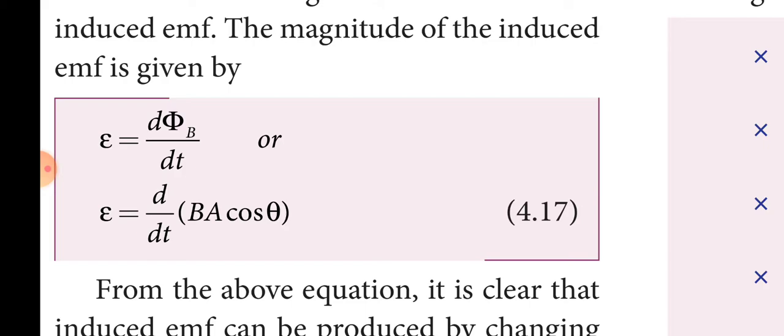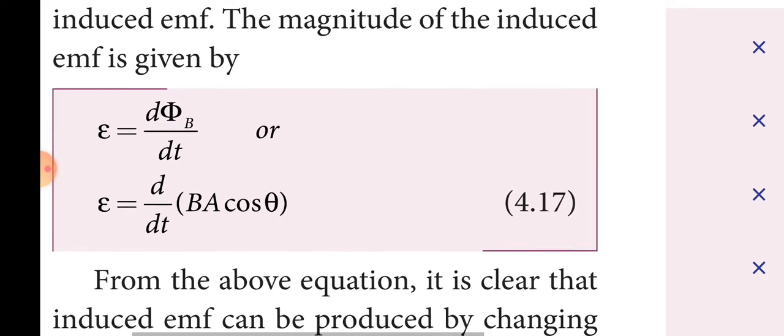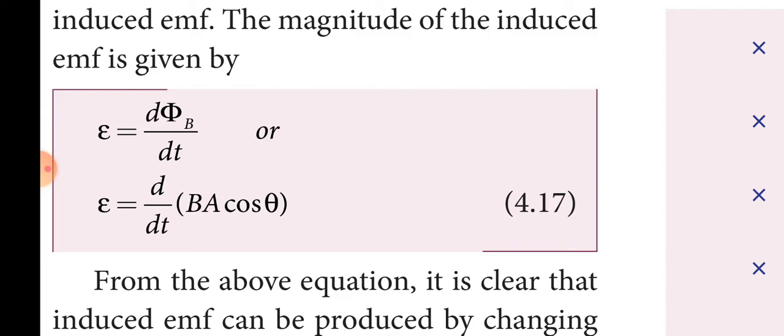This is an important two-mark question. It may be asked frequently. What are the methods of producing induced EMF? We can use the equation 4.17 by changing the quantities in d by dt. B represents the magnetic field, A represents the area enclosed by the coil, and theta represents the relative orientation of the coil with the magnetic field.